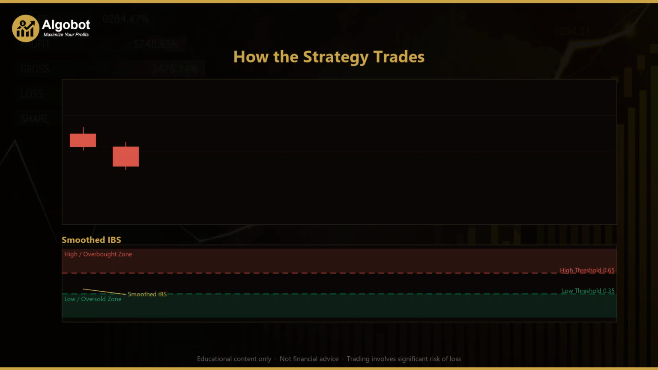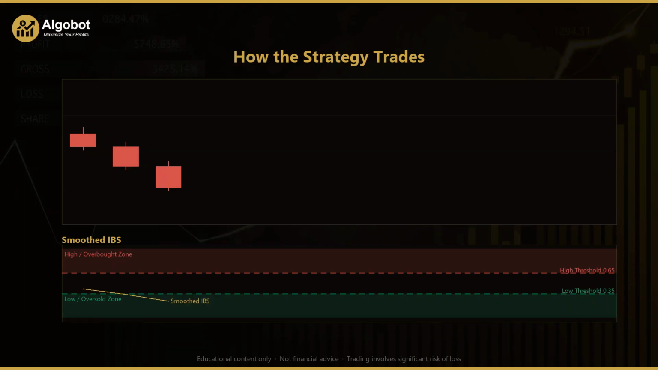Along the bottom, you can see the smoothed internal bar strength oscillator, riding between 0 and 1. The green line marks the lower threshold at 0.35, and the red line marks the upper threshold at 0.65. The green band beneath and the red band above are the two extreme zones the strategy cares about. Watch how the oscillator and the candles move together.